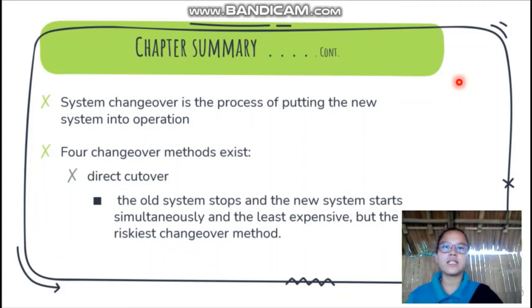System changeover is the process of putting the new system into operation. There are four changeover methods: direct cutover, parallel operation, pilot operation, and phased operation. Direct cutover: the old system stops and the new system starts simultaneously. It is the least expensive but the riskiest changeover method.